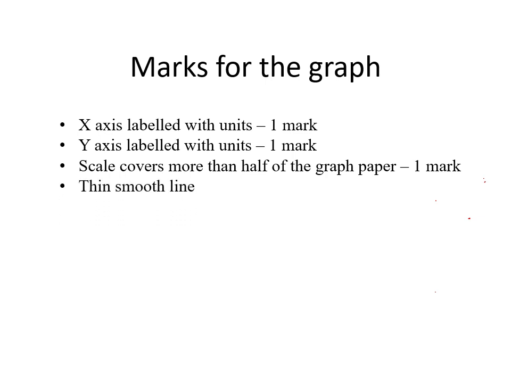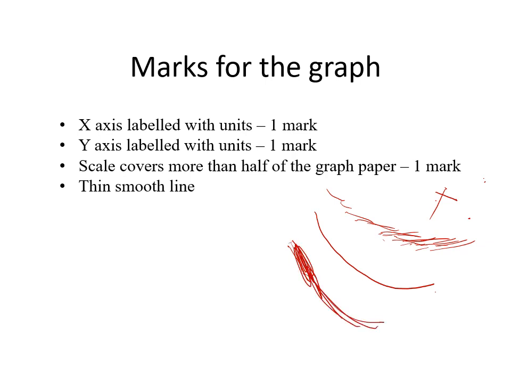And the last mark is for a thin, smooth line. Some kids have a habit of drawing the lines like this, which looks like some hairy structures. We don't need that. This is wrong. You need a thin, smooth line or a thin, smooth curve. You don't need a really blunt pencil where you go down like this, then something like this. All these things are not allowed. So it has to be a thin, smooth line. If all these things are there, then you get 4 marks for your graph.